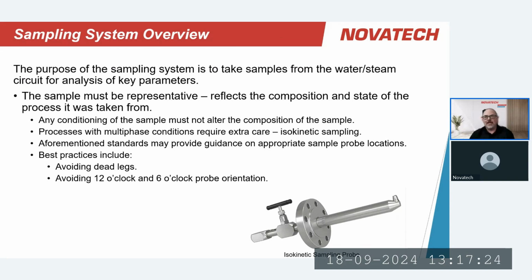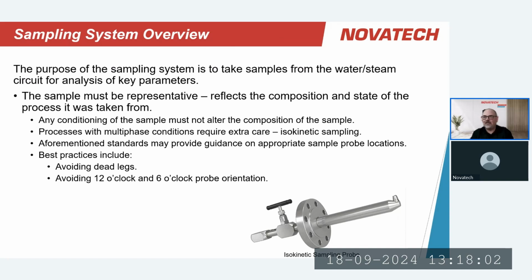And there are some best practices and some guidelines that are discussed within those guidelines that I talked about earlier from EPRI and IAPWS. But even just on basic good practice, we understand all these things. We can't alter the composition of the sample. If I'm using improper materials of construction, or if I'm not paying attention to the dew point of the sample, and I have a multi-phase sample that I have to deal with, I'm altering the composition if I don't do my job correctly with the system.